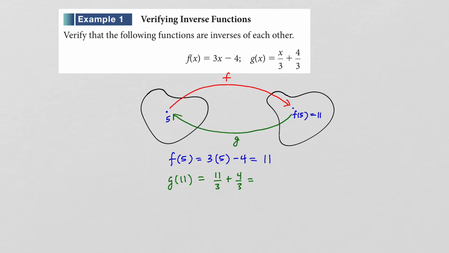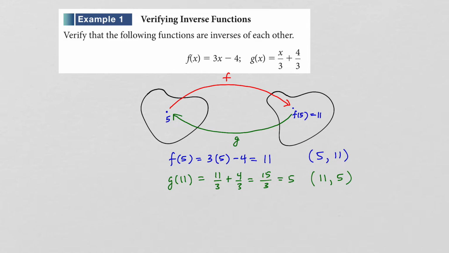Now, if we do the math on that, 11 plus 4 is 15, and we have our common denominator of 3. And 15 divided by 3 indeed is 5. So I want you to see that the number 5 gets assigned to the number 11 in the original function, and in the inverse function, the number 11 gets assigned to the number 5. So you see, these functions simply undo each other. So you can see that in their ordered pairs.